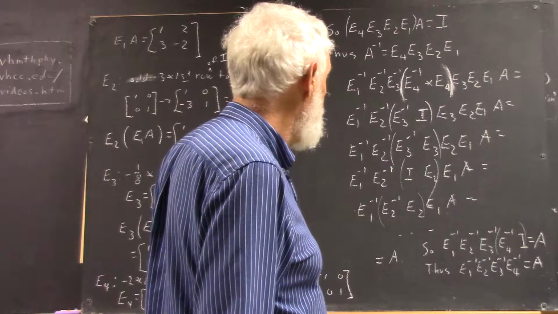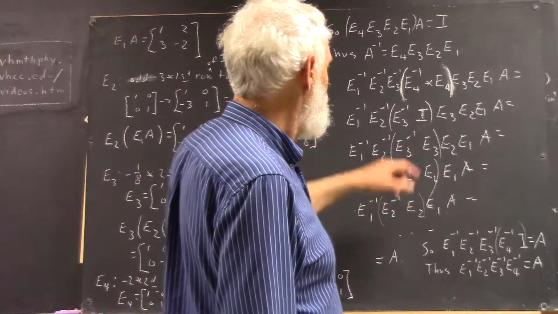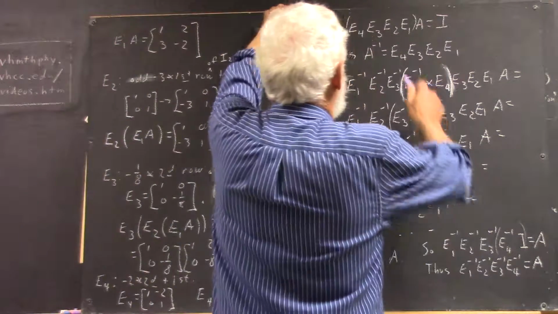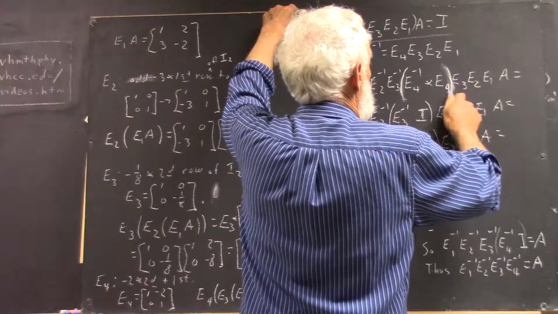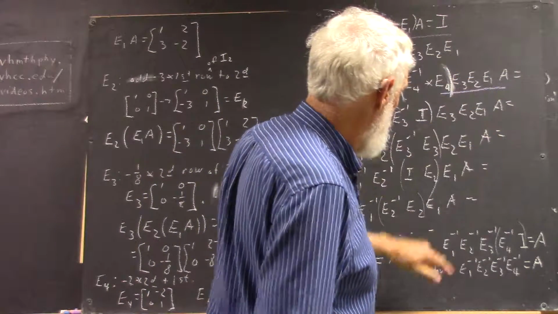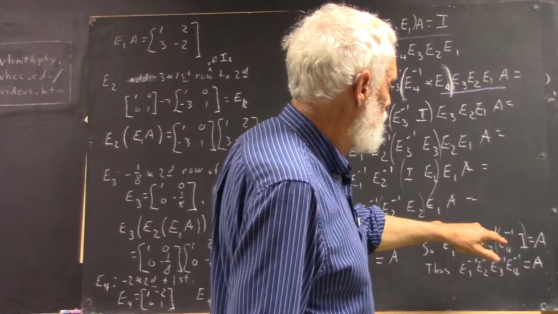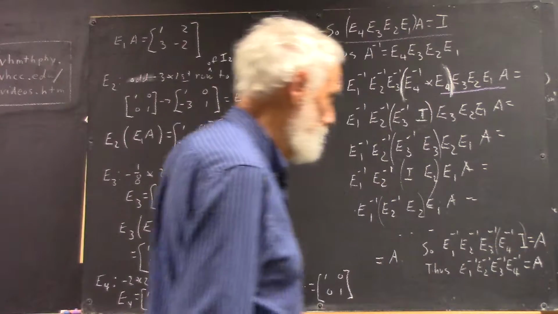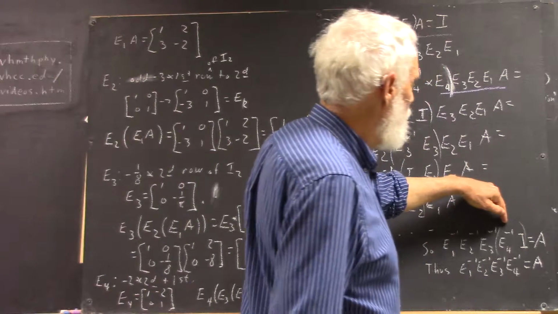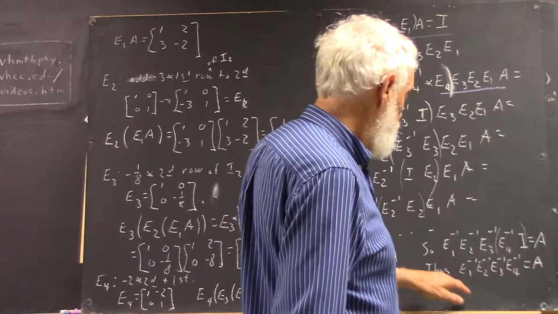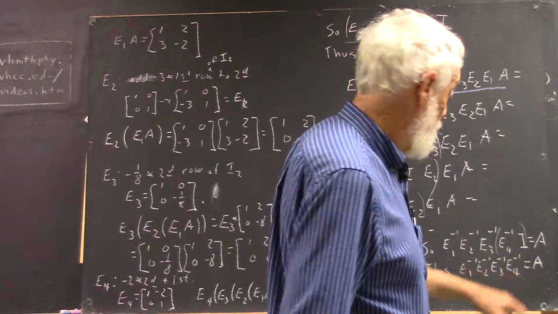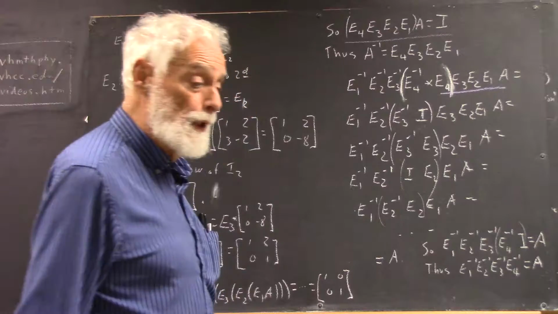And this means then, of course, since this is equal to the identity, we can write this product as E1 inverse, E2 inverse, E3 inverse times E4 inverse times I equals A. Okay? And then multiply I by E4 inverse, you just get E4 inverse, so that E1 inverse, E2 inverse, E3 inverse, E4 inverse product is equal to the A matrix, and there's our factorization of the A matrix.